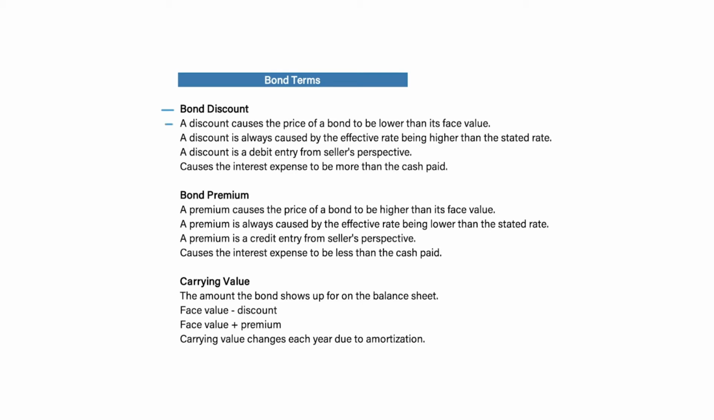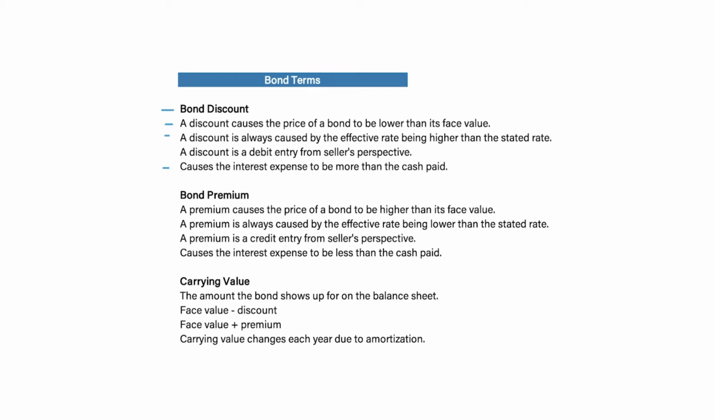A discount causes the price of a bond to be lower than its face value. A discount is always caused by the effective rate being higher than the stated rate. A discount is going to be a debit entry from the seller's perspective. Make sure you memorize that. And a bond discount causes the interest expense to be more than the cash paid.